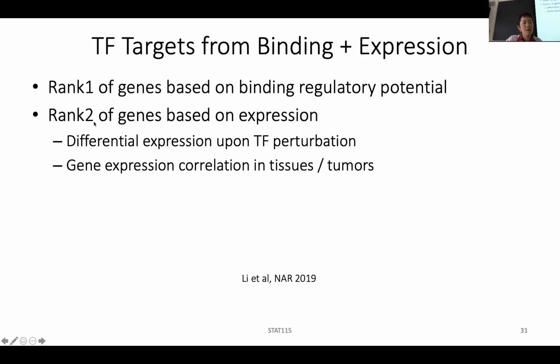And so based on the binding, we can calculate what are the putative targets, but also we need to look at the expression. We say, okay, when the TF is active or inactive, what are the differential genes, right? So you know which genes are upregulated, which genes are downregulated. You can also look at the gene expression correlation in the tissues or tumors if you don't have differential expression. You just ask what other genes are correlated with your transcription factor of interest. And that will also give you a rank ordered list.